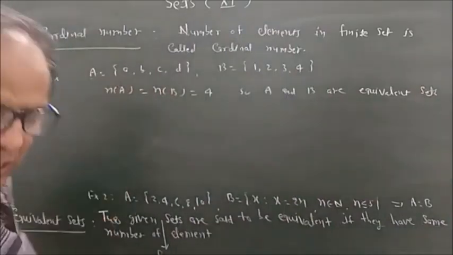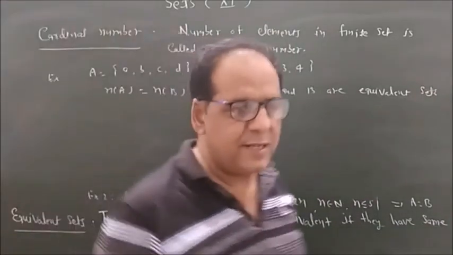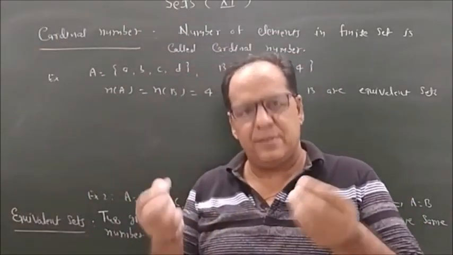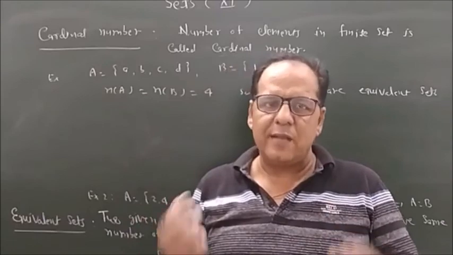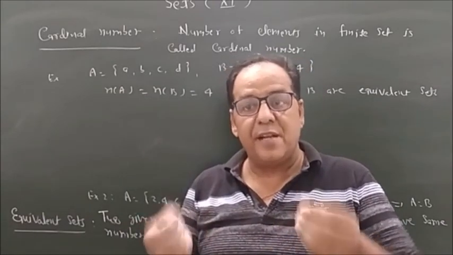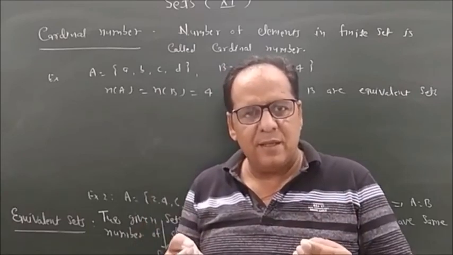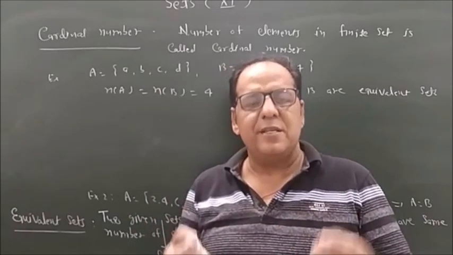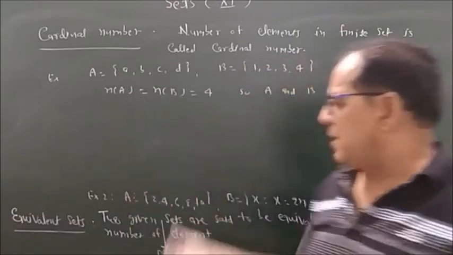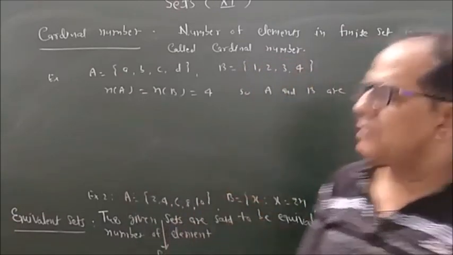The difference between equal sets and equivalent sets: two sets are said to be equal if they have the same elements. Two sets are said to be equivalent if they have the same cardinal number. Cardinal number means the number of elements in a finite set. So this is the basic difference between equivalent sets and equal sets.